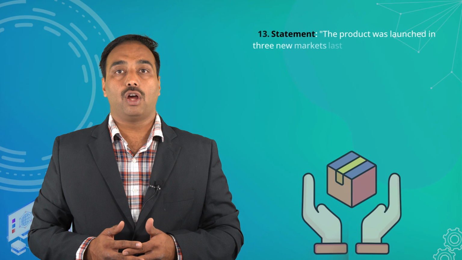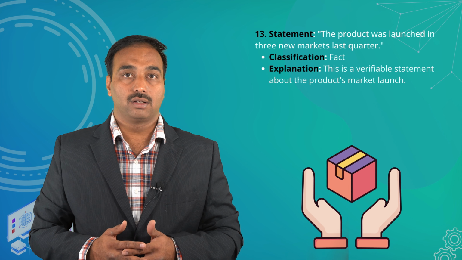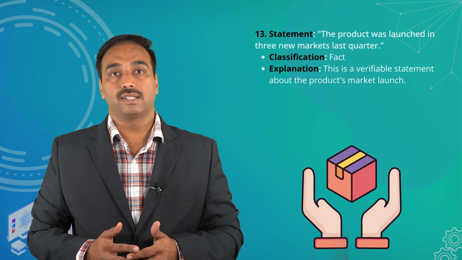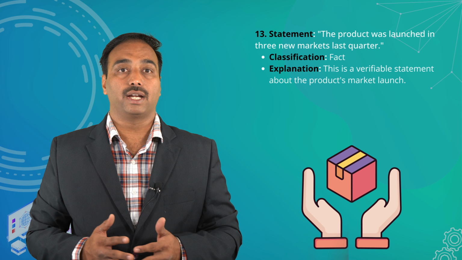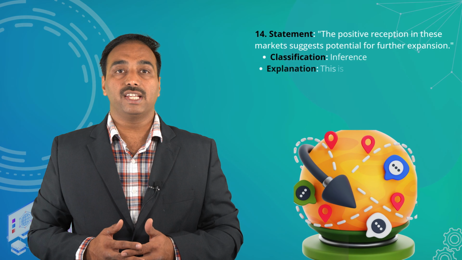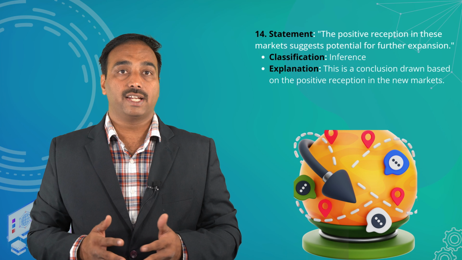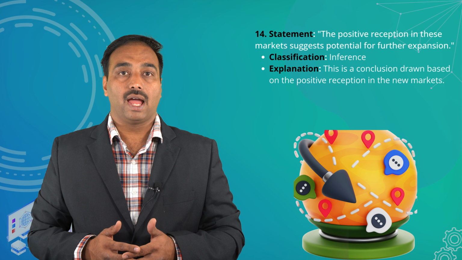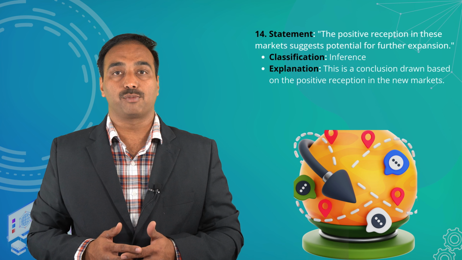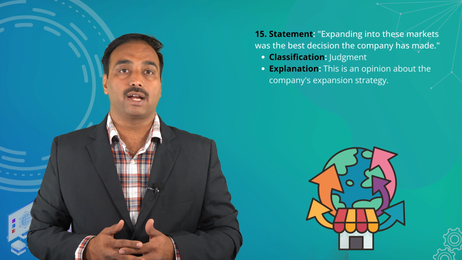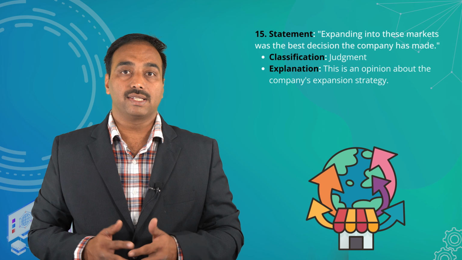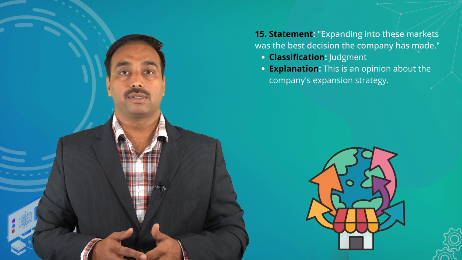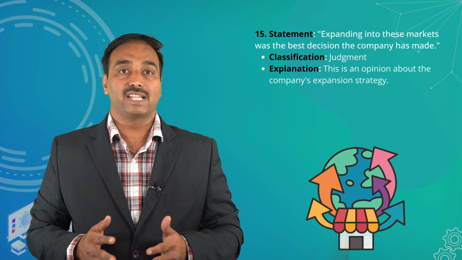The product was launched in 3 new markets last quarter. This is a fact, as it is a verifiable statement about the product's market launch. The positive reception in these markets suggests potential for further expansion. This is an example of inference, as it draws a conclusion based on positive reception in the new markets. Expanding into these markets was the best decision the company has made. This is an example of a judgment, because this is an opinion about the company's expansion strategy.